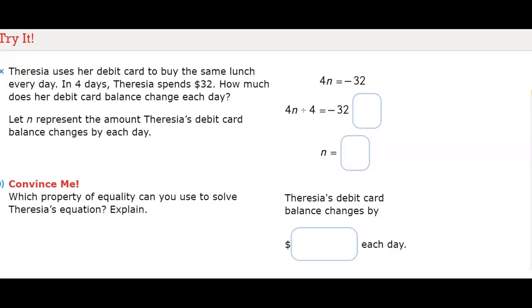Let N represent the amount Teresia's debit card balance changes by each day. We have the equation written for us: 4N equals negative 32, because in 4 days she spends $32. They want to know how much she's spending every day since she's having the same lunch every day. So we're going to do the inverse, or opposite, of multiplying 4 times N, which is dividing by 4 on both sides.